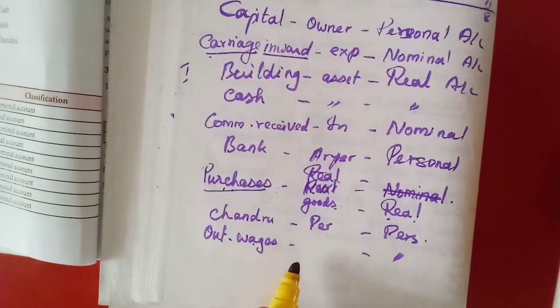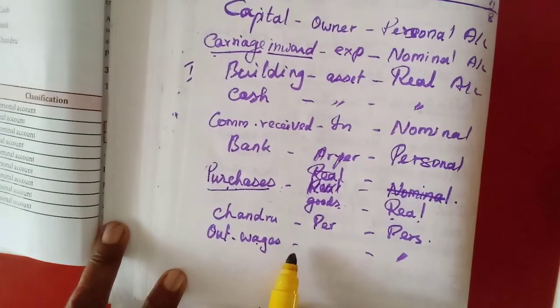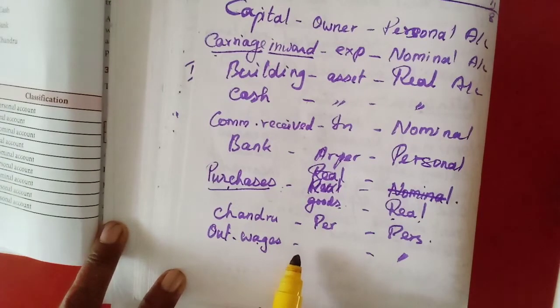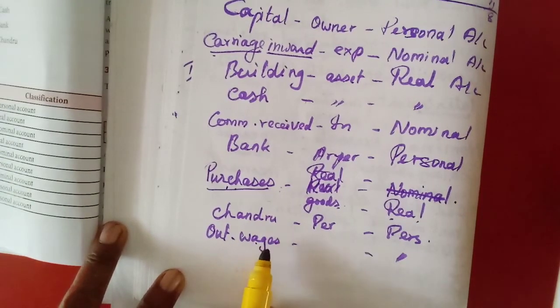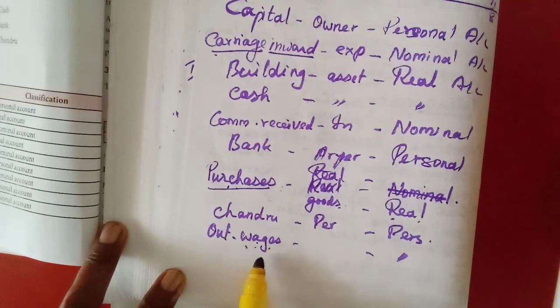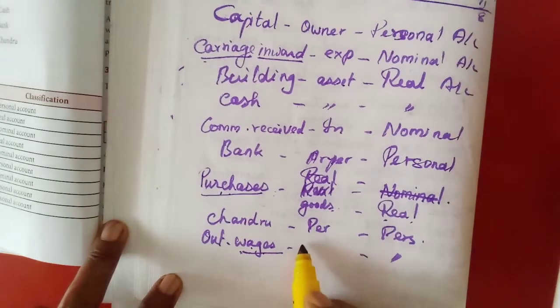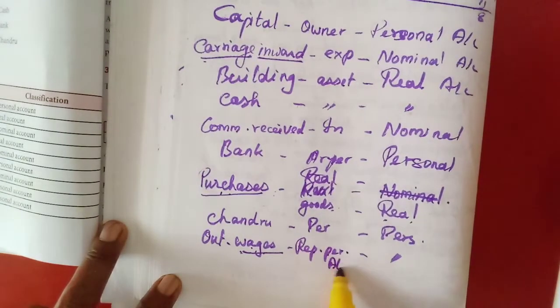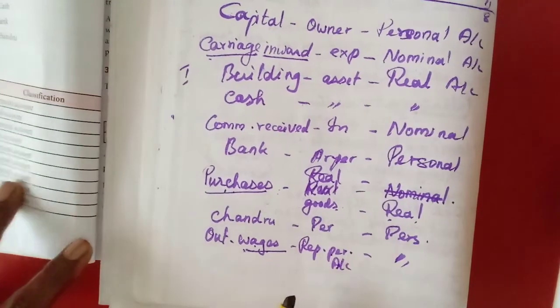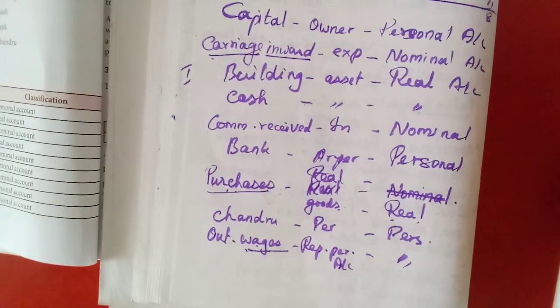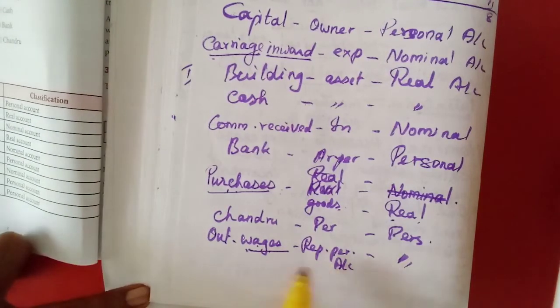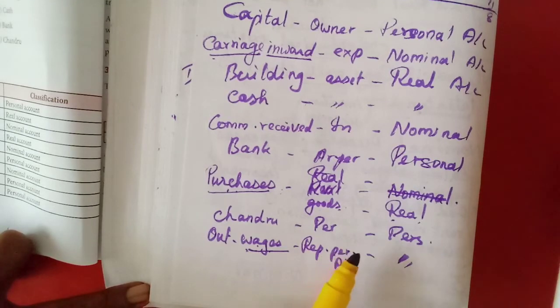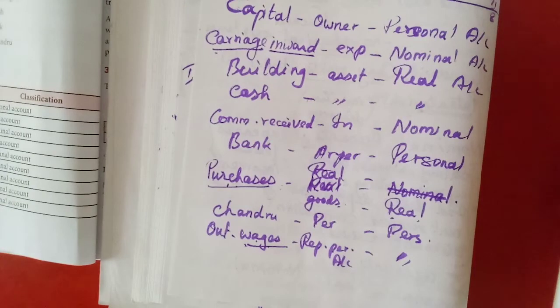They may ask outstanding wages separately. They may give some accounts to choose: a representative personal account, an artificial person's account, or, by seeing the wages, they may ask nominal account. So you must say it is a representative personal account. The main heading is personal account. Either the question is to classify the following into personal, real or nominal. So you have to say whether it is personal or real or nominal. Understand? Okay.